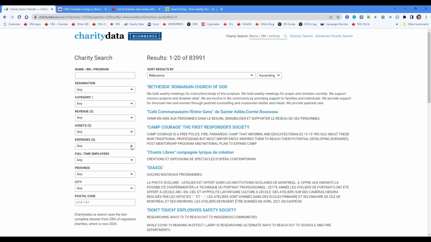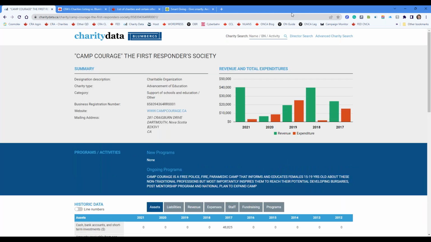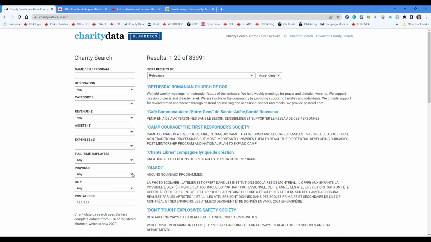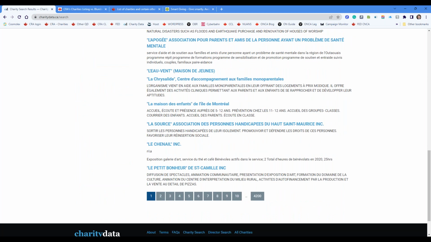You can also look at assets, you can look at expenses, and you can look at full-time employees. So if you just want to see who has more than 100 employees in a particular city, you can do that. Then you can also search by provinces, cities, postal code, etc. So that is basically just a very quick summary of the capacity of Charity Data, and we'll have more detailed information for those who are interested.